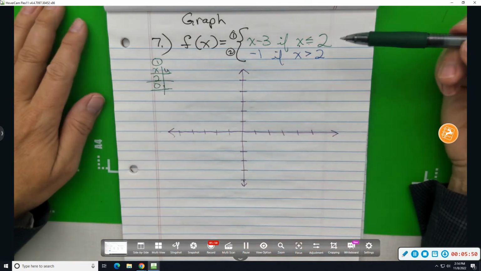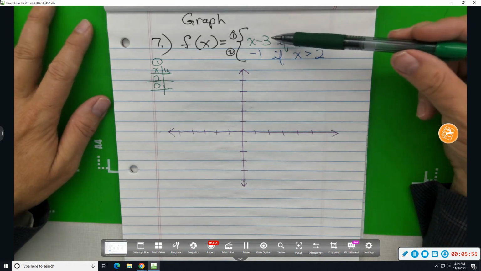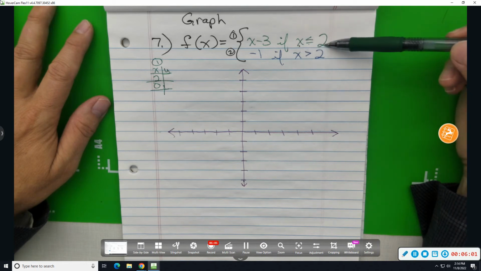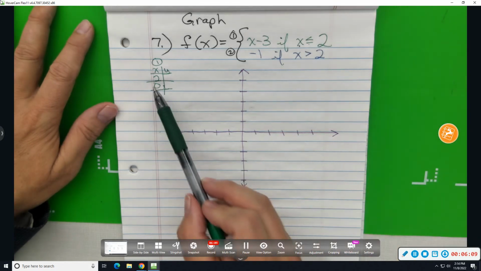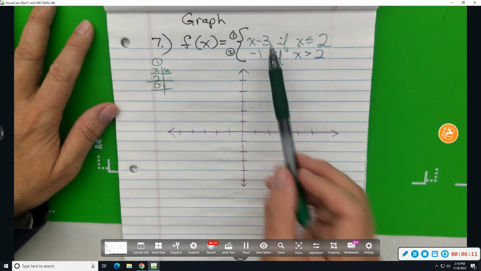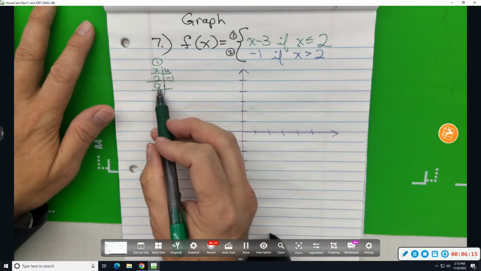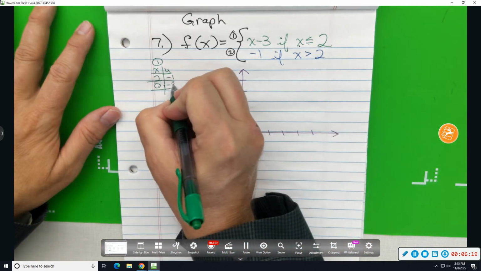Could we use 3 for this green piece? Could we plug in 3 here? Is 3 less than 2? No, it isn't. So you can't use 3 as an x value for the green piece. Plugging in 2, you get 2 minus 3 is negative 1. Plugging in 0, 0 minus 3 is negative 3.